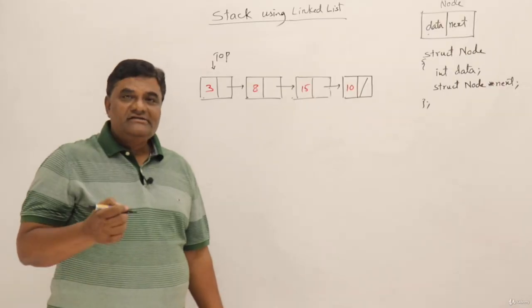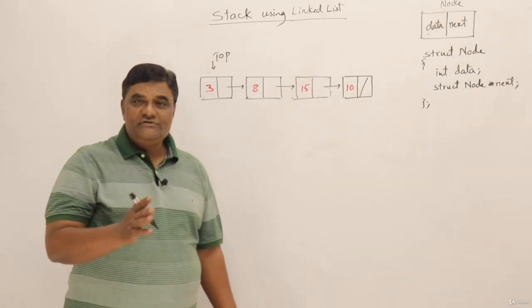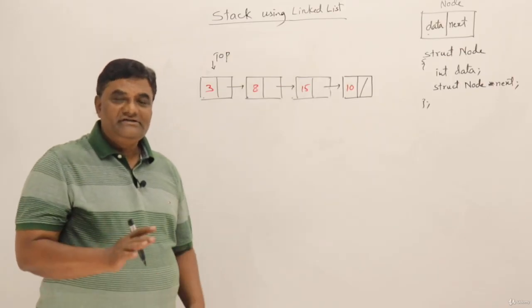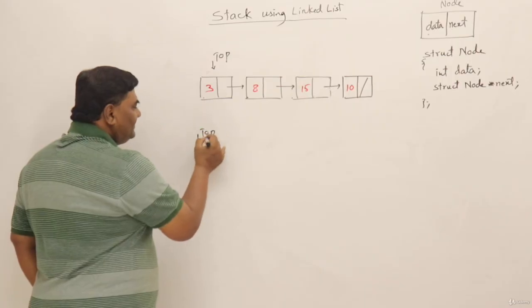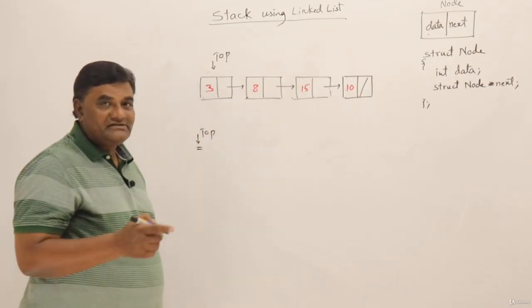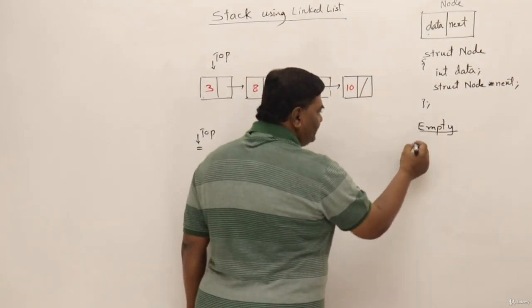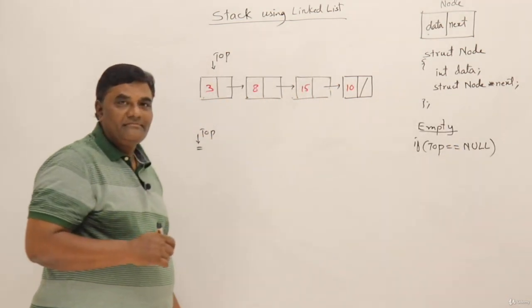Next, let us look at some conditions. Two important conditions are there. When do you say the stack is empty? When there are no nodes, no elements, then we say the stack is empty. At that time top will be null. So if top is null, then the stack is empty. I'll write down the condition here. Empty condition: if top is equal to null, then it is empty.